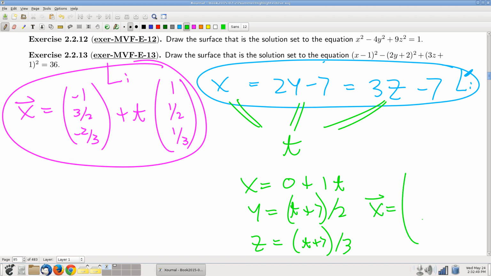x equals 0, y equals 7 halves, z equals 7 thirds, plus t times 1, 1/2, 1/3. All right, everybody good? All right.